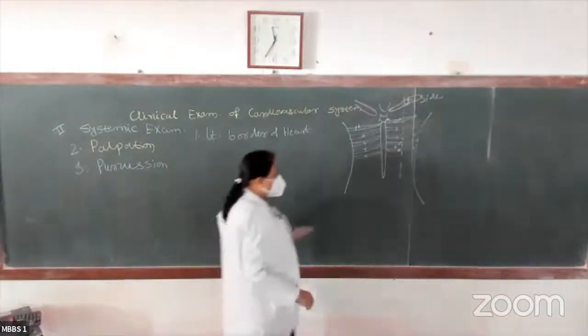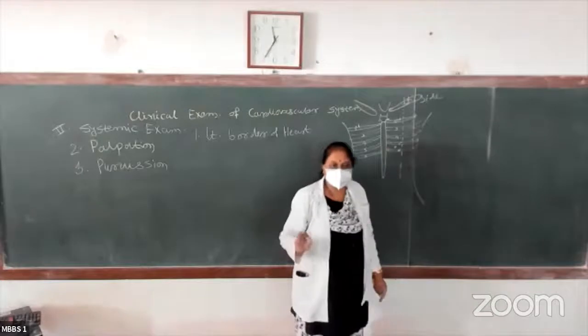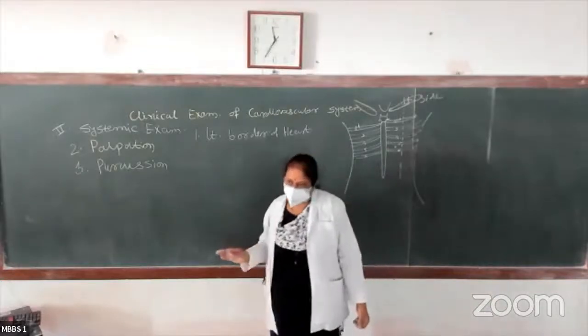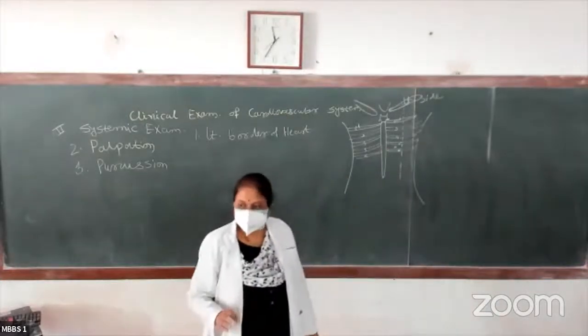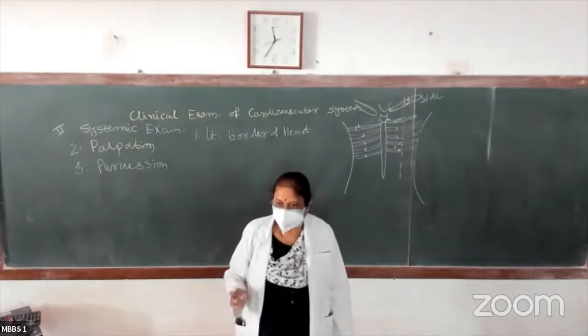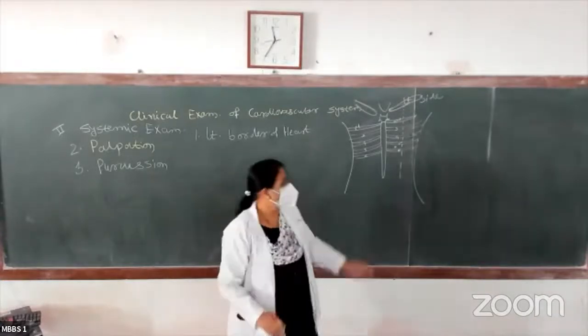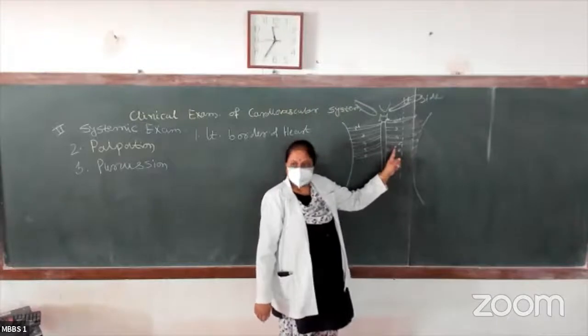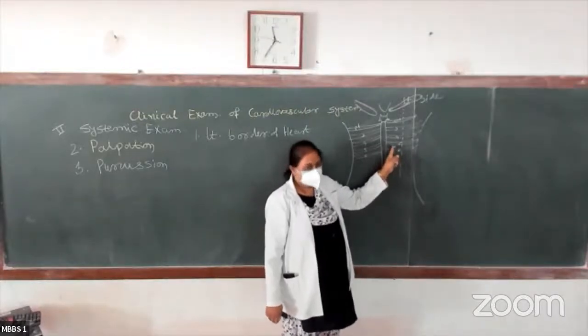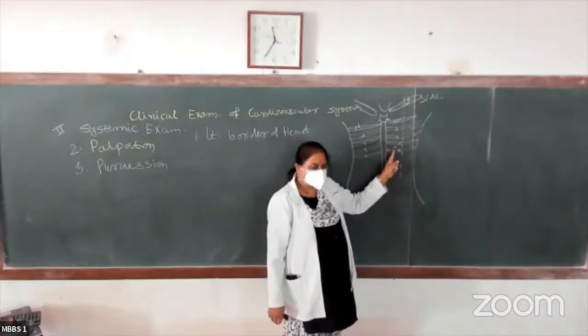So first locate the apex beat. That is the first step for the demarcation of the left border of the heart. Question in the exam: demarcation of the left border of the heart, 10 marks. So now you are locating the apex beat. This is in the fifth intercostal space.